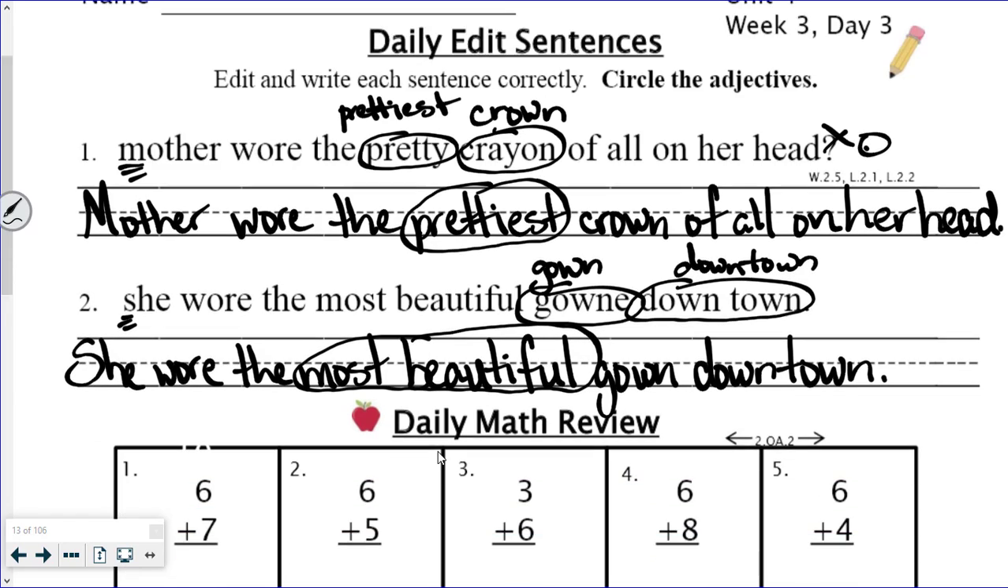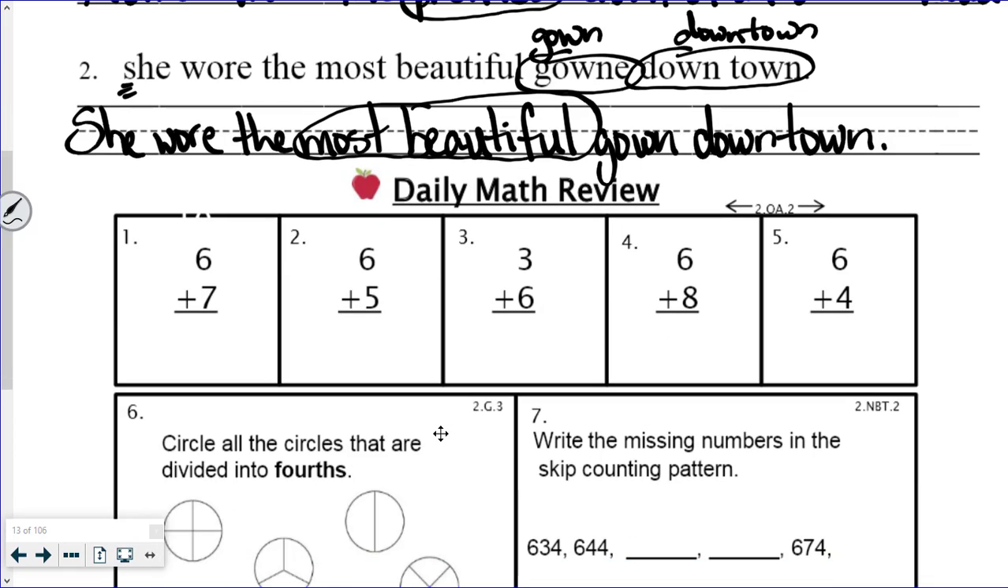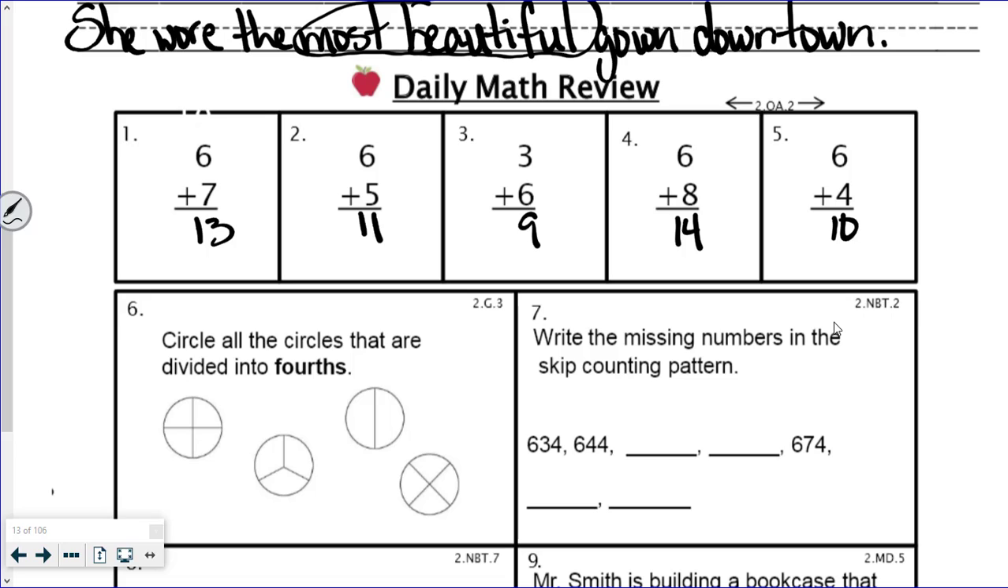All right, heading down here for the daily math review. Okay, 6 and 7 is 13. 6 and 5 is 11, 3 and 6 is 9, 6 and 8 is 14, 6 and 4 is 10. Okay, circle all the circles that are divided into fourths. Fourths means 4 parts, right? You can see the word 4 right in there. So this one and that one, 4 parts.